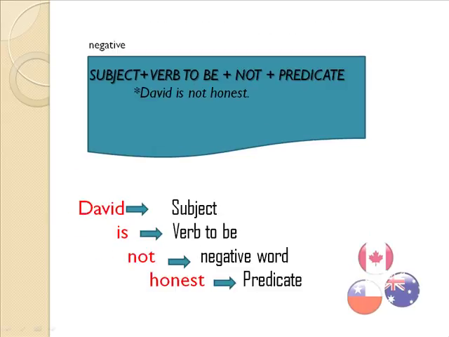On the other hand, a negative sentence is when you want to say something in a negative way. To create a negative sentence, you have to write the subject plus the verb to be plus not plus the predicate. Here we have an example. David is not honest. David is the subject. Is the form of the verb to be. Not is a negative word. Honest is the predicate.